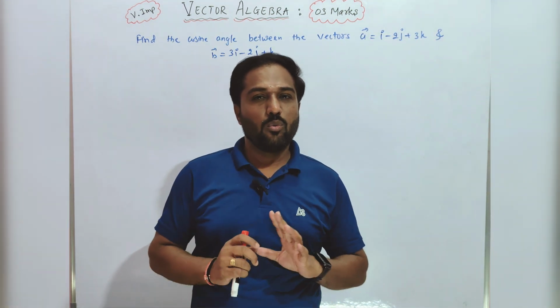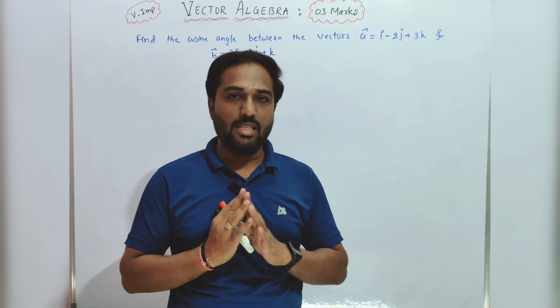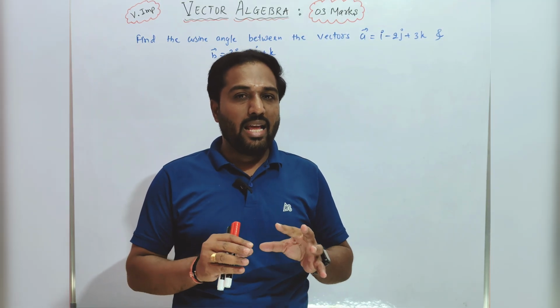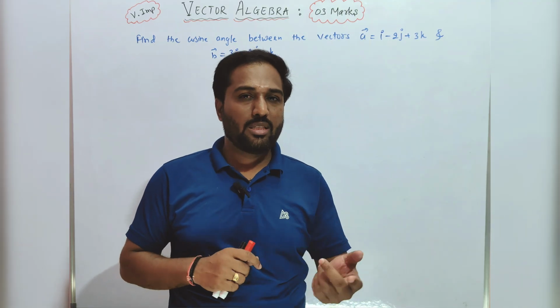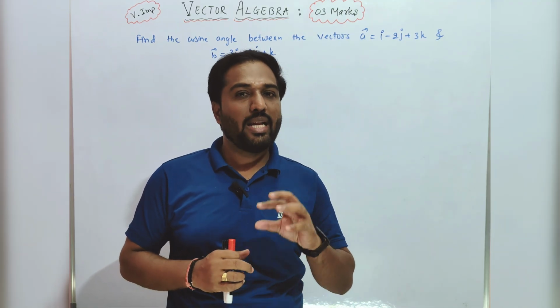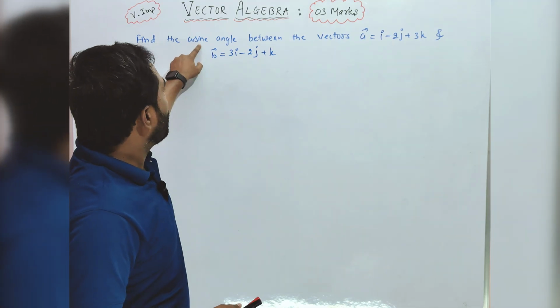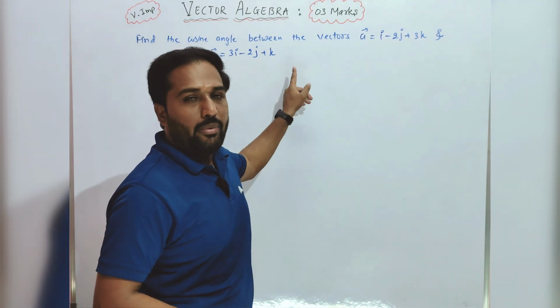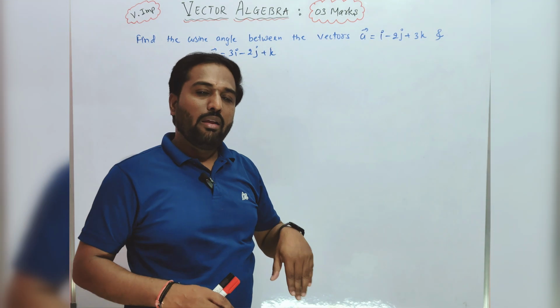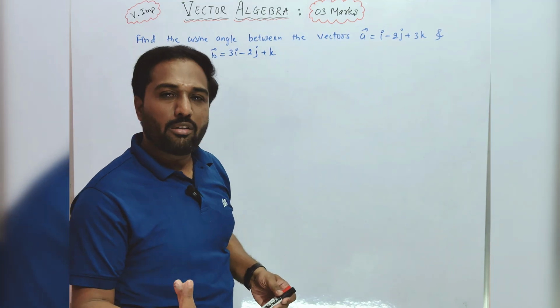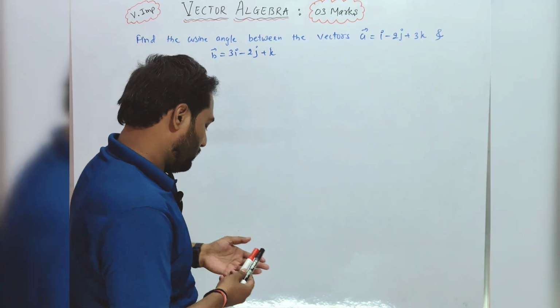Okay, my dear friends, one last problem on vector algebra, 3 marks. In the last problem we saw the sine of the angle between two vectors. This last problem is the other one, the cosine of the angle between two vectors. Let us find the cosine of the angle between the two vectors A and B. Just two vectors will be given, and the question will ask for either the sine angle or the cosine angle. Let us remember the formula and do the operations.